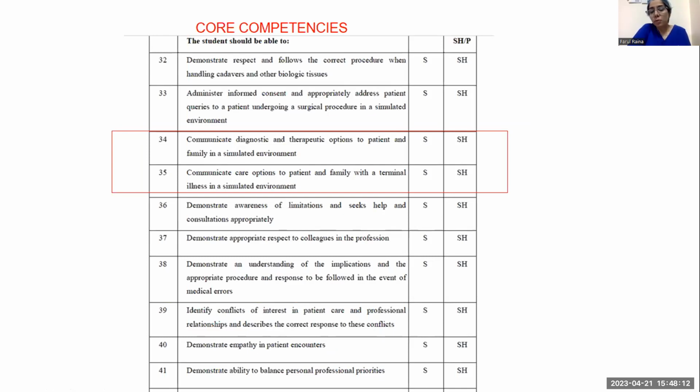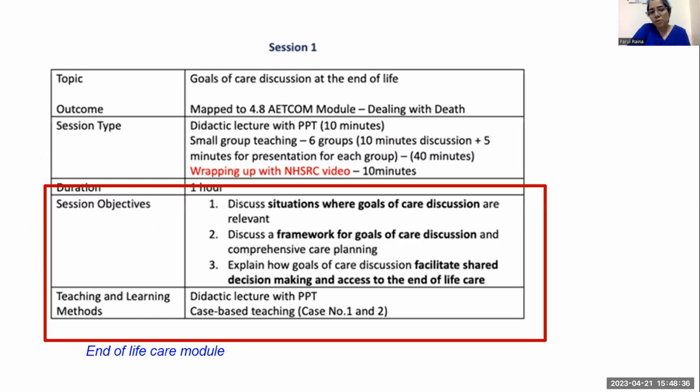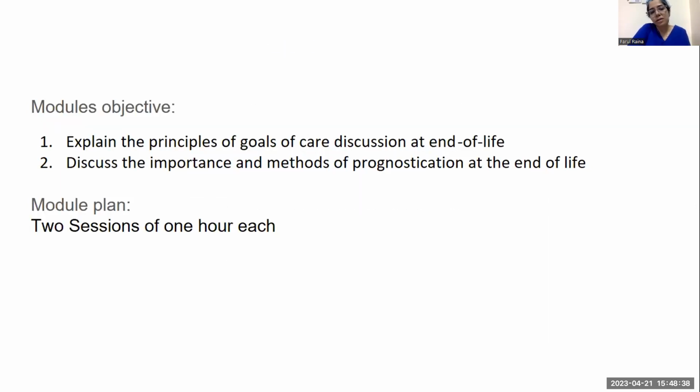This comes under the core competencies, that is, communicating diagnostic and therapeutic options to the patients and family in a simulated environment, and communicating care options to the patient and family with a terminal illness in a simulated environment. The module objectives are to explain the principles of goals of care discussion at the end of life, and to discuss the importance and methods of prognostication at the end of life. The module has been planned into 2 sessions of 1 hour each.